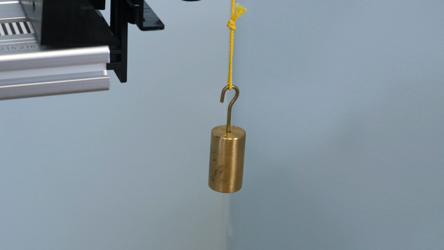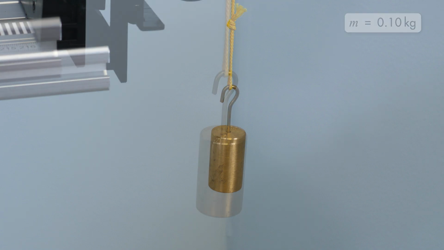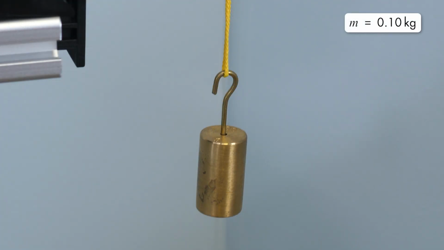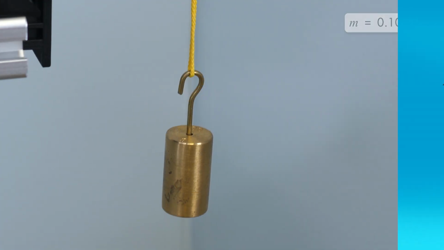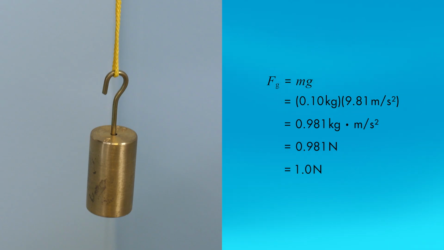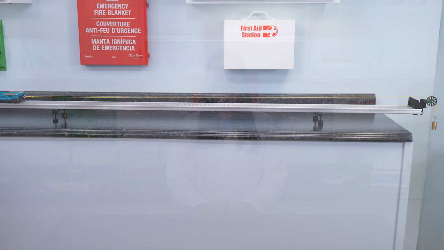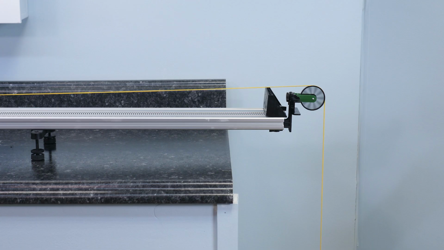We reduce the force by replacing the weights with a single weight, having a mass of only 0.10 kilograms. The new mass of 0.10 kilograms produces a force of 1.0 newtons. Since acceleration is directly proportional to the force, a decrease in force should cause the acceleration to decrease proportionally. Let's see what happens.